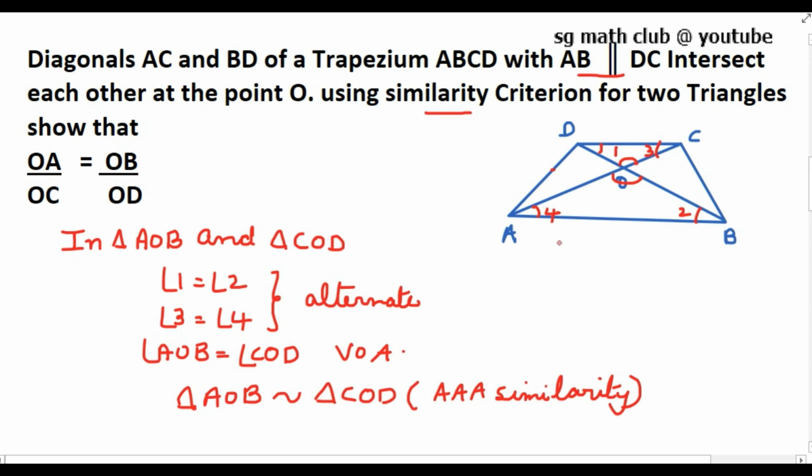Now I can write the ratio OA divided by OC equal to OB divided by OD. The reason for this is corresponding sides of similar triangles are proportional. Hence we proved that OA divided by OC equal to OB divided by OD.